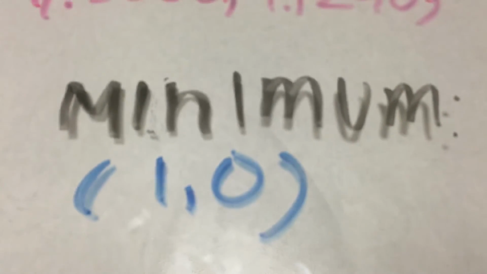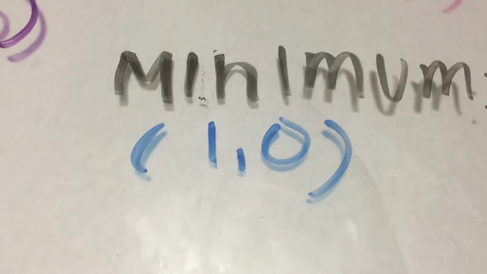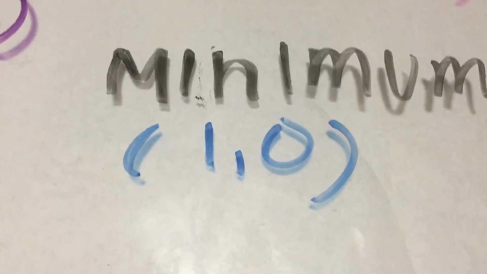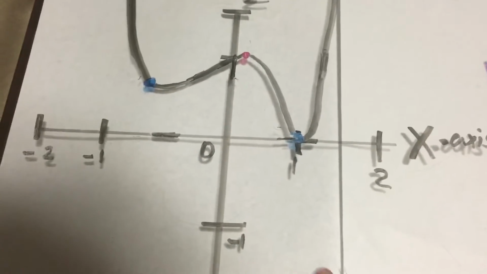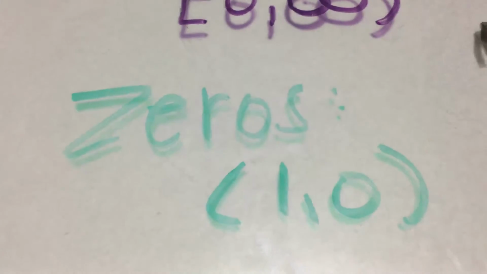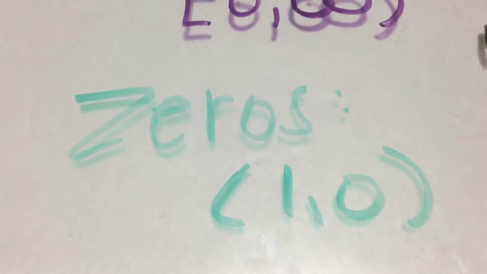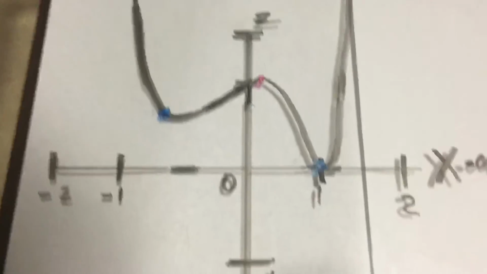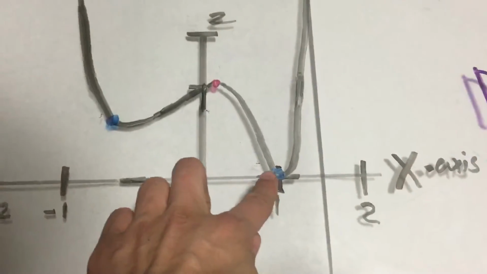My last minimum, on the furthest right, was 1, 0. The only real number zero I had was 1, 0. As you can see here again, 1, 0.